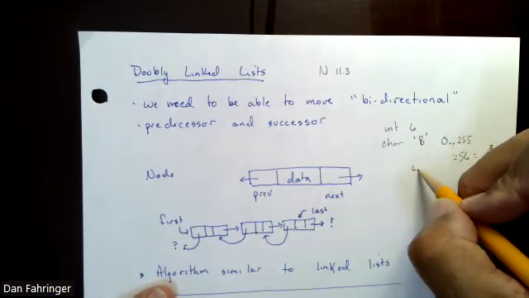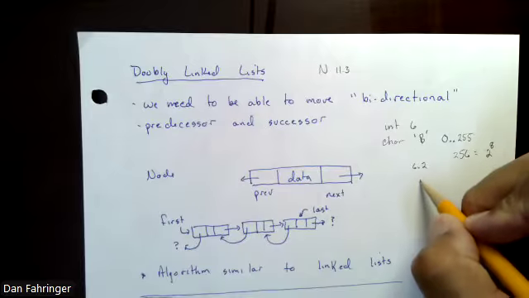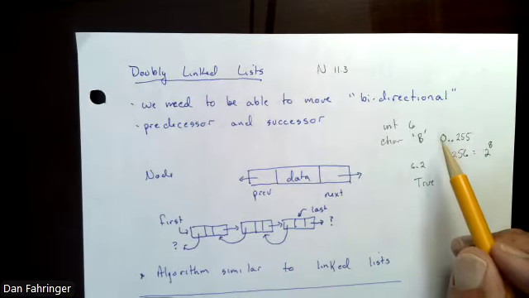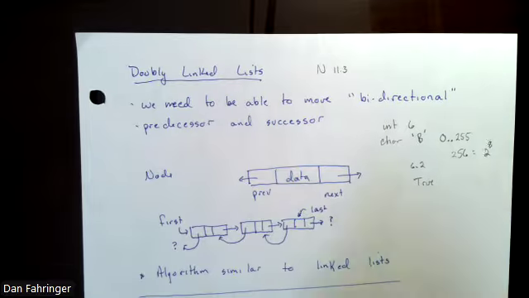If I had a double, 6.2, what comes before it? 6.1? Well, it depends on how many decimal places you're using. It could be 6.1, it could be 6.19, it could be 6.199, and so on and so forth. So we don't have an answer. It doesn't have a predecessor or a successor. What comes before true? False. What comes after true? False. Just like this goes 0 to 255 and then it wraps around, true, false would wrap around.